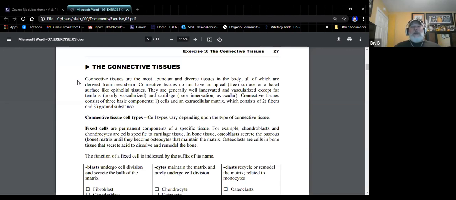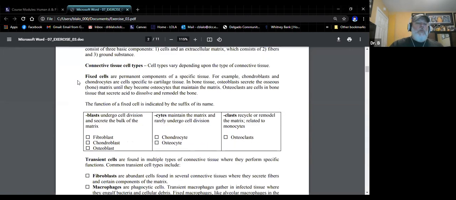Chondroblasts or chondrocytes are only going to be found in cartilage. Osteoblasts, osteocytes, osteoclasts are only going to be found in bone tissues. So that makes those cells fixed cells because we don't find them anywhere else or in any other types of tissue. When we talk about a fixed cell, we can generally have one of three different suffixes that we'll put at the end of a particular cell.